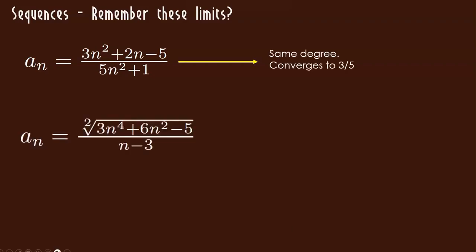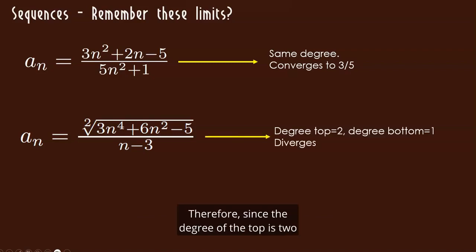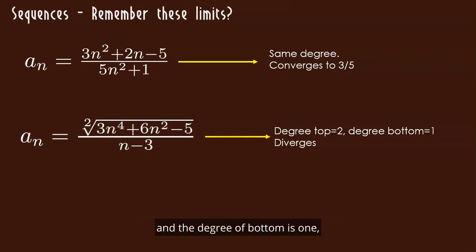Check this one out. Under the square root, I have 3n to the 4th plus some other terms, and on the bottom I have n minus 1. Well, n to the 4th under the radical means I really have second degree on top and first degree on the bottom. Therefore, since the degree of the top is 2 and the degree of the bottom is 1, this has to diverge because it's top heavy.